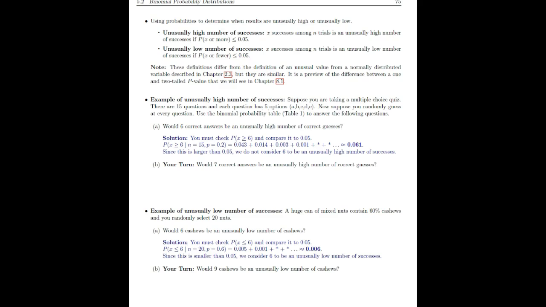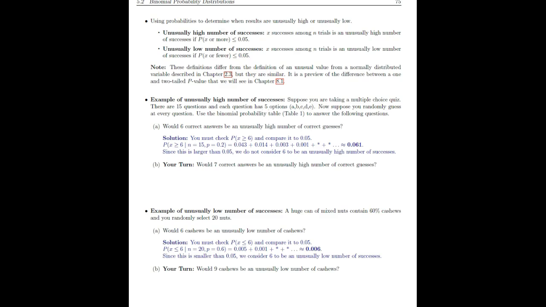Okay. So now let's discuss how we can use probabilities to determine whether a result would be considered unusually high or unusually low. We say a number of successes is unusually high if the probability of getting that many or more successes is smaller than 0.05. We say something has an unusually low number of successes if the probability of getting that many or fewer successes is less than 0.05. All right.